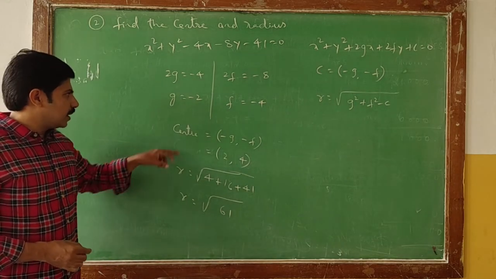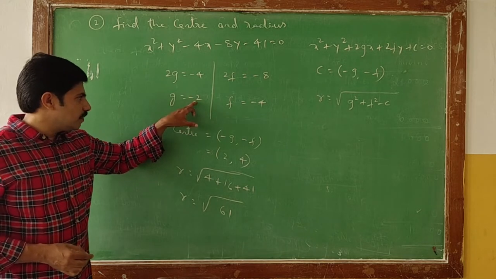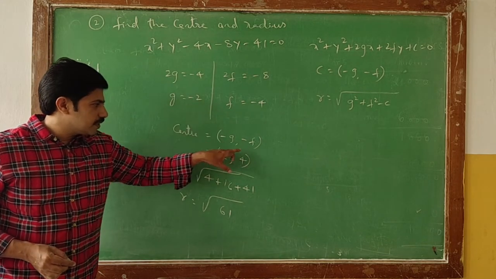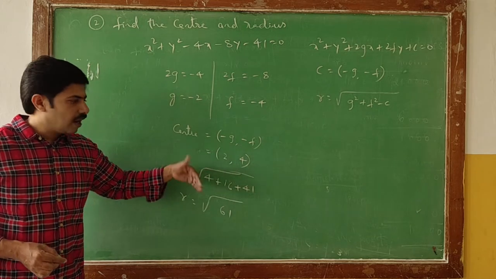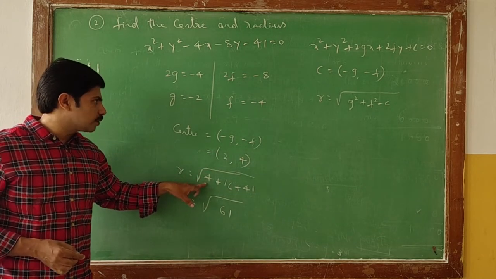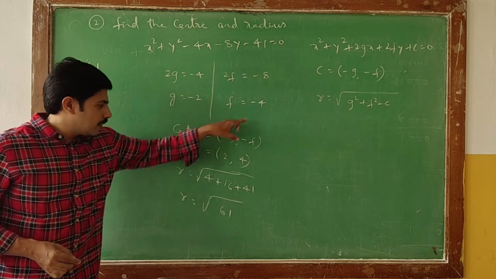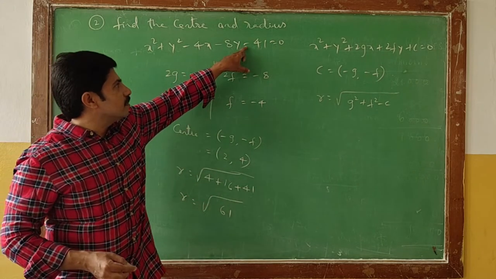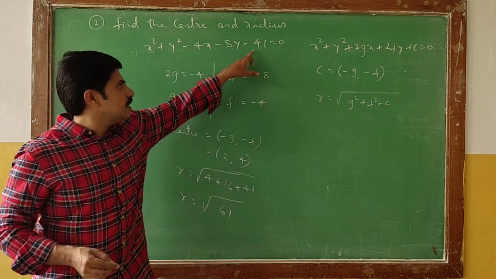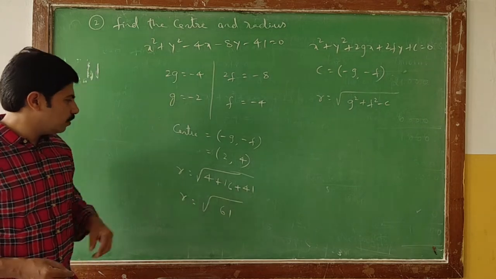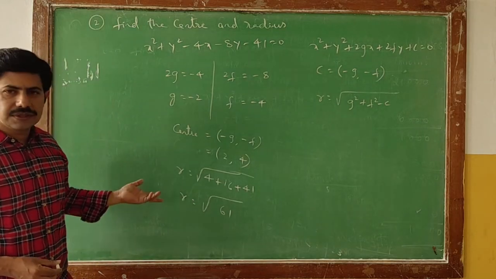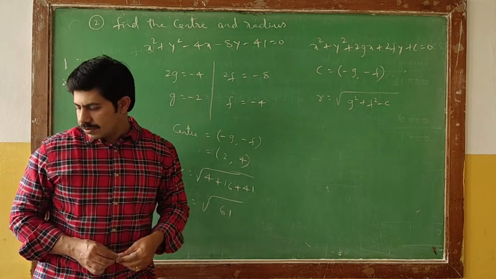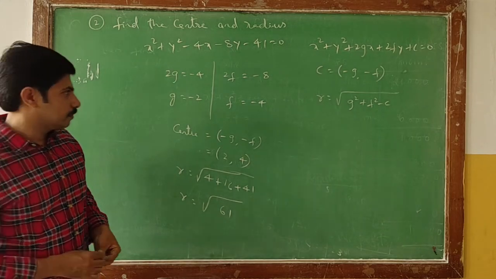Center is minus g comma minus f. We are substituting this g value and f value in minus g, minus f, so that we get 2 comma 4. After that, radius is under root of g square plus f square minus c. Minus into minus is plus, and c is 41. Add this, you get the answer. 20 plus 41 is 61. That's all. So, next question.